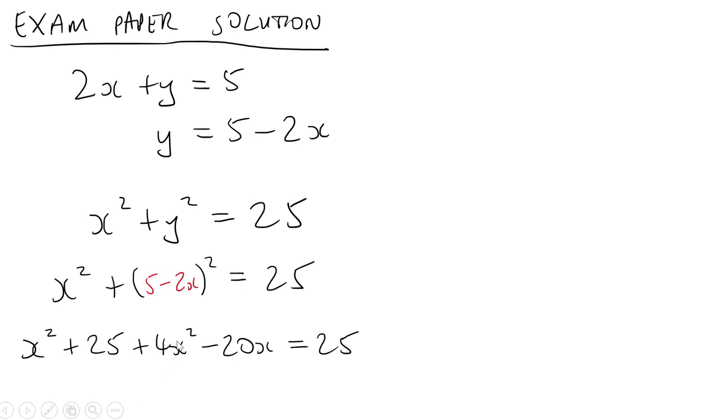Moving on, tidying this up a bit. x squared plus 4x squared is 5x squared, minus 20x, and you have a 25 on the right hand side here. We're going to get rid of it. Take away 25, you're left with 0. Take away 25, and you get 0 on the left hand side, so you're left with that.